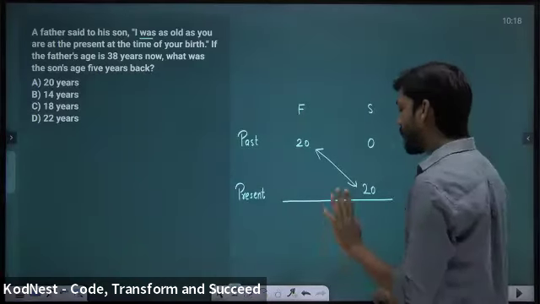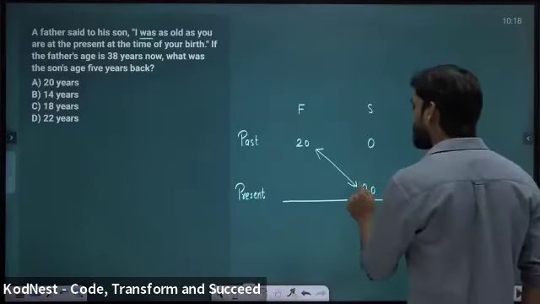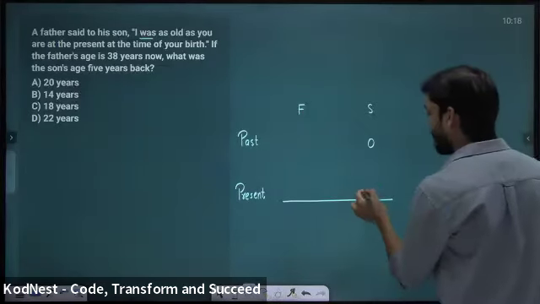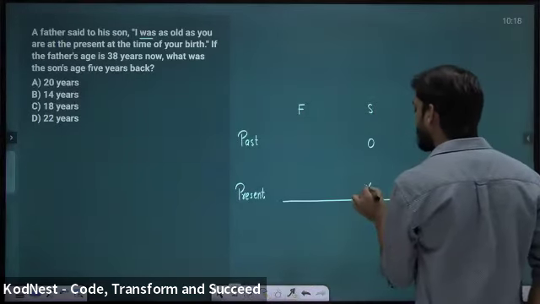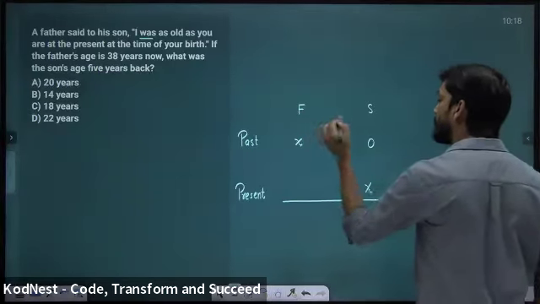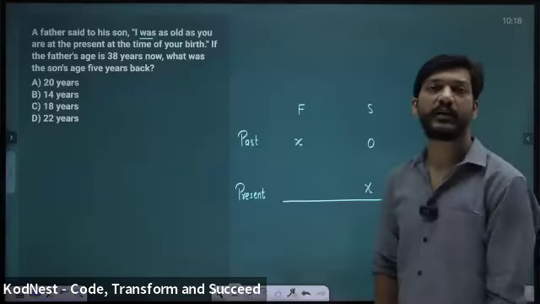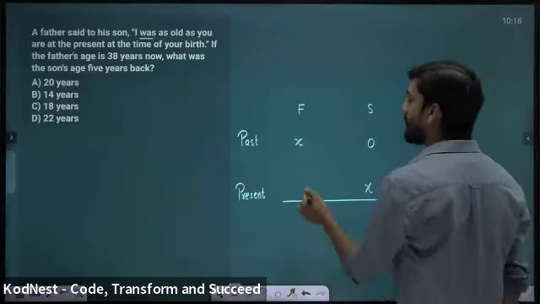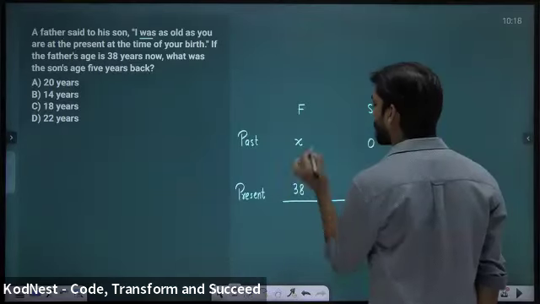All right. Now, age is not given. Just example I've taken. So father is saying, if the son's present age is X, I was the same age when you were born. How much is father right now? Question has given 38 years.